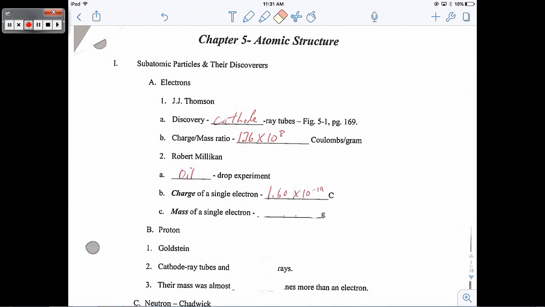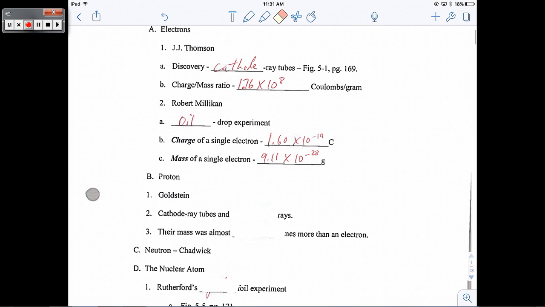So the charge of a single electron is 1.60 times 10 to the negative 19 coulombs, and the mass is 9.11 times 10 to the negative 28 grams, which is why we end up using units like AMU. But even in an AMU, an electron is approximately 0. That's all for the electron.